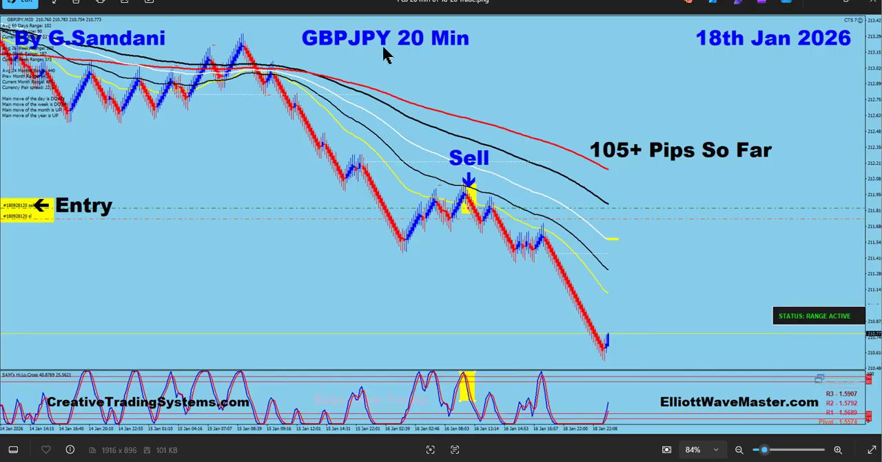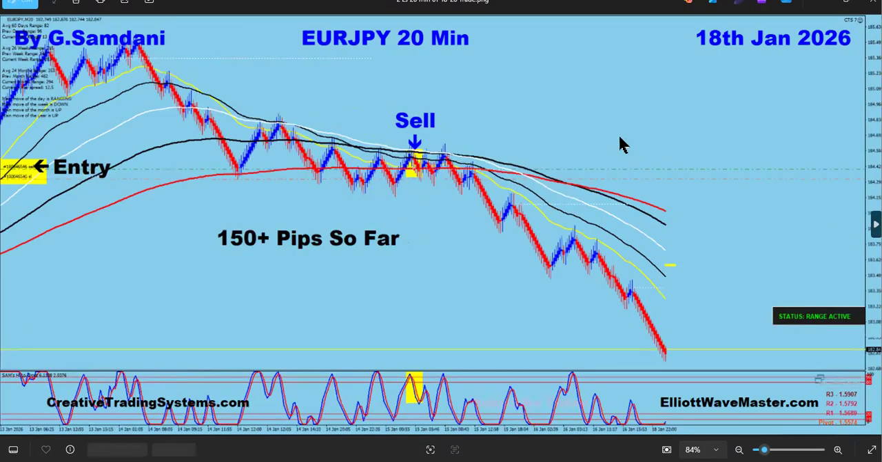So this is the first one, pound yen from the 20-minute chart, 105 pip to the downside. This one here is euro yen 20-minute, 150 pip to the downside. Yen all of a sudden started to get strong, and in this case, euro was getting weaker as well.